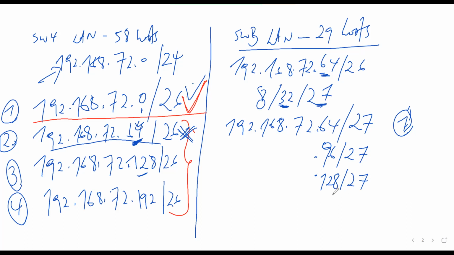If we add 32 here, this becomes another subnet, 160/27. I think you get the idea. So you create 8 subnets here. From those 8, you choose one that you want to assign to the 29 hosts. So we're going to choose this first one and assign it to the 29 hosts.